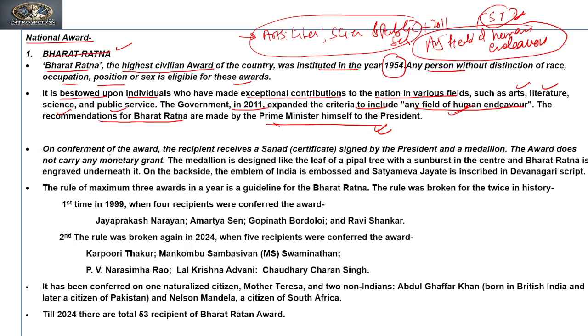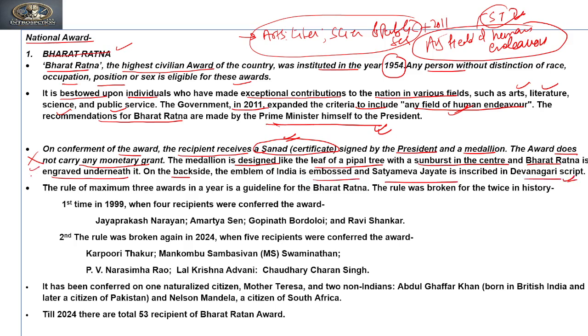Now, on conferment of the award, what will the recipient get? The recipient receives a sanad, that is, a certificate signed by the President, and a medallion. The award does not carry any monetary grant. So there is no money given with the award, only a certificate and a medal. The medallion is designed like the leaf of a peepal tree with a sunburst in the center, and Bharat Ratna is engraved underneath. On the backside, the emblem of India is embossed and Satyameva Jayate is inscribed in the Devanagari script.